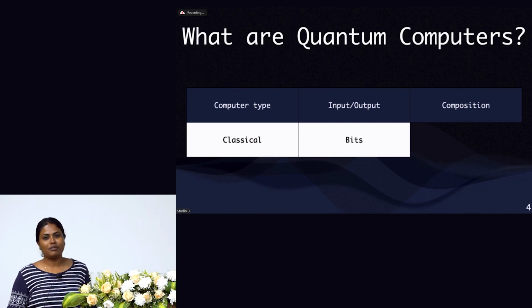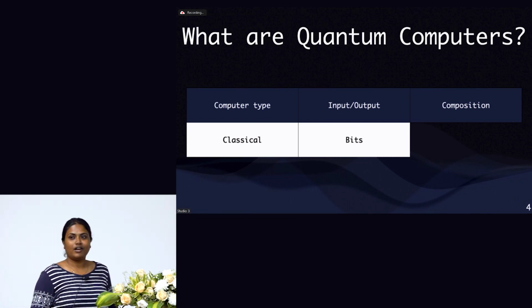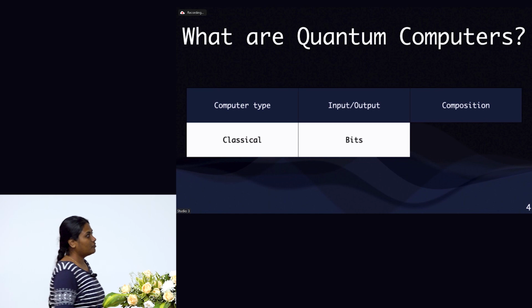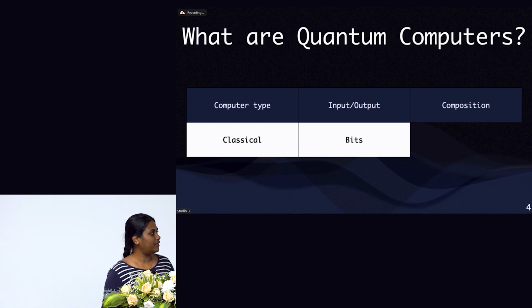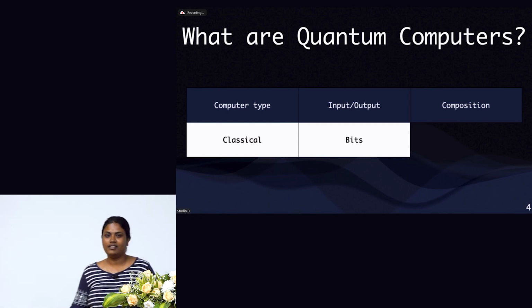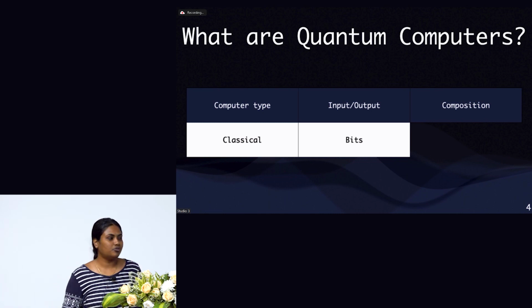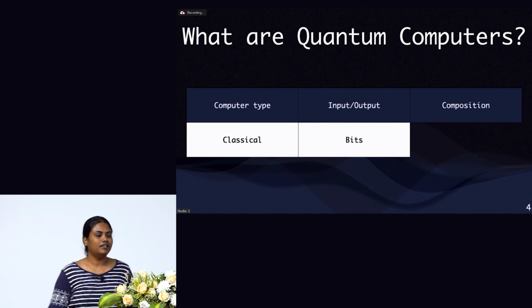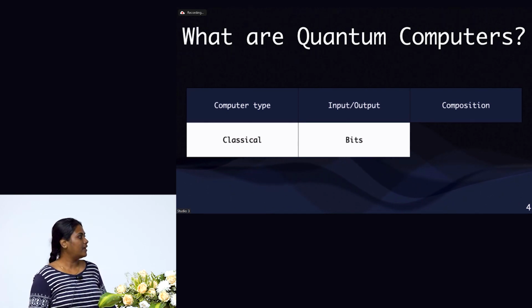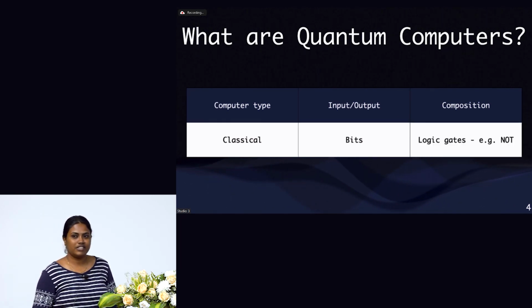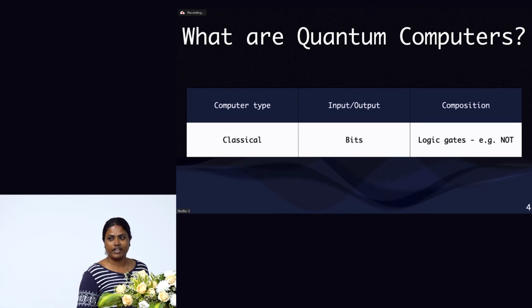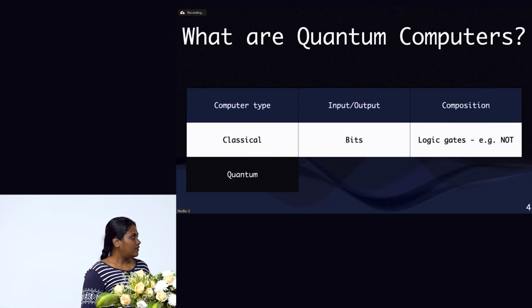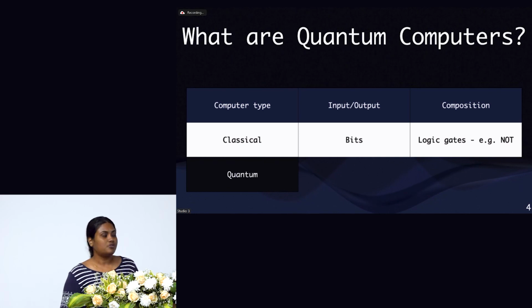So what does this represent? Let's try to break it down. What do we already know? We know something called classical computers. The desktops or laptops that we use nowadays are all classical, and they use something called bits, which is either 0 or 1, and they are composed of logic gates, let's say an AND gate, OR gate or NOT gate. What does a quantum computer consist of?